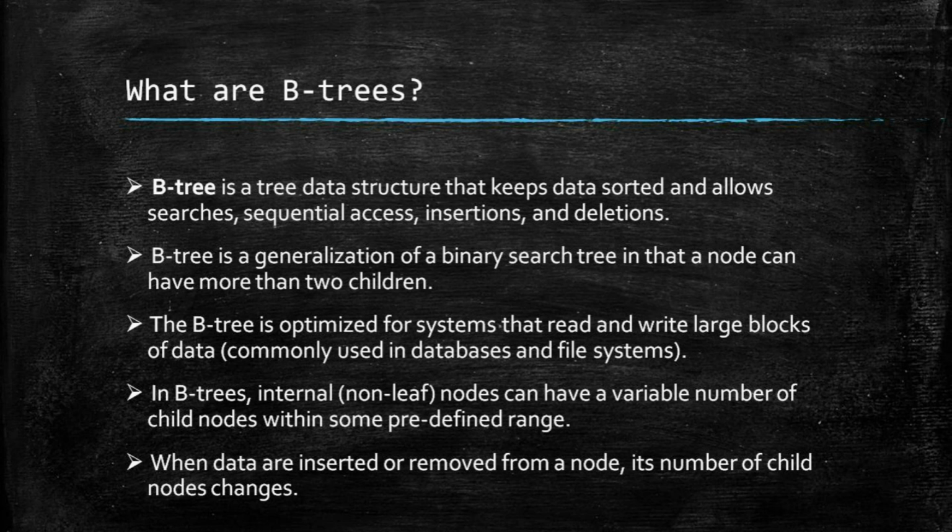A B tree is a tree data structure that keeps data stored and allows other operations to be performed on it. It can have more than two children. That is, it is just a generalization of a binary tree. They are commonly used in databases and file systems.